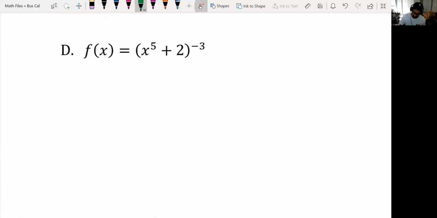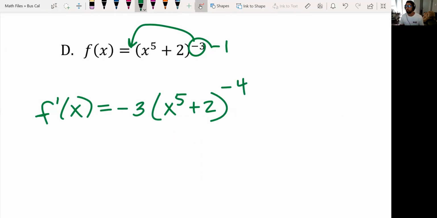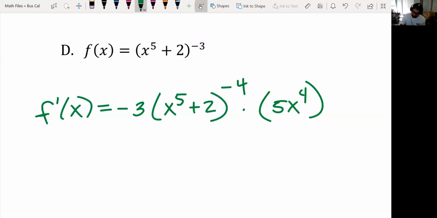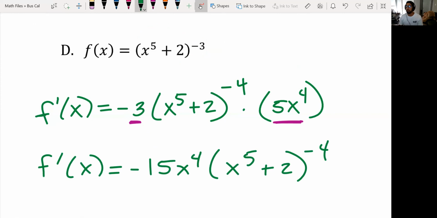All right, do it again. F prime of x, we take the derivative. -3 comes down. Inside stays the same. And subtract 1. You get -4. There's the derivative of the outside. Now multiply it by the derivative of the inside. The derivative of x to the 5th plus 2 is 5x to the 4th. And then outside number times outside number. -15x to the 4th times (x to the 5th plus 2) to the -4.